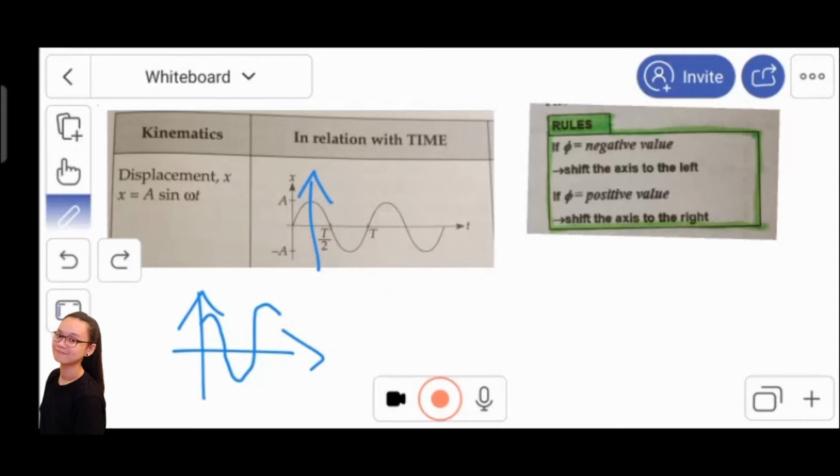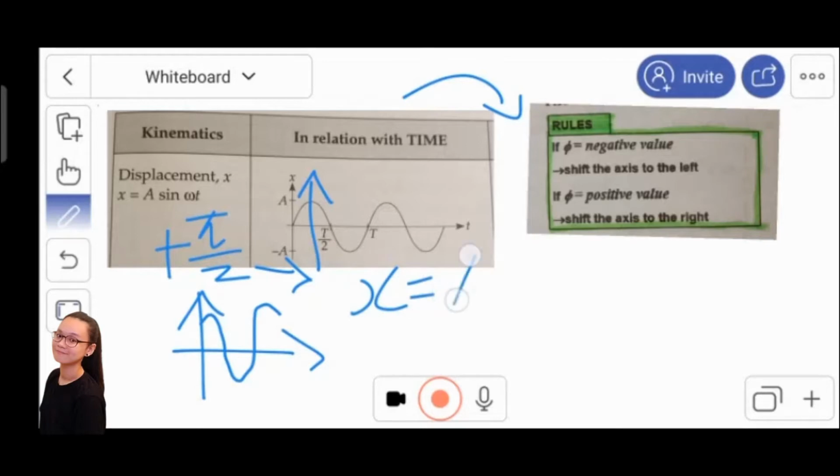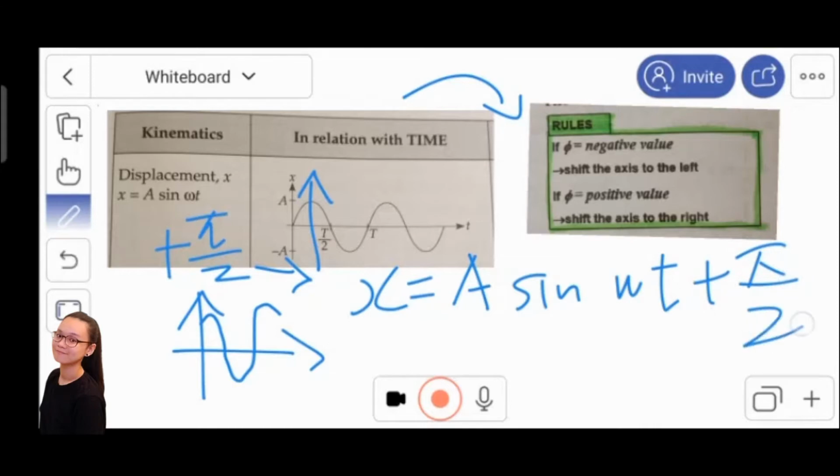How can we get the formula in terms of sine? Let's follow this rule. If the phase angle is a negative value, it means the axis is shifted to the left. If the phase angle is a positive value, it means the axis is shifted to the right. We can see obviously our y-axis is shifted to the right, so our phase angle is positive. We shift the y-axis by an angle of pi over 2, so we get the formula in sine term as S equal to A sine omega t plus pi over 2.